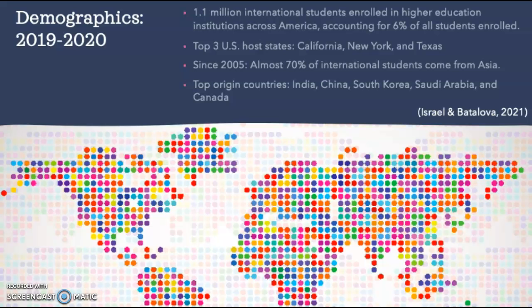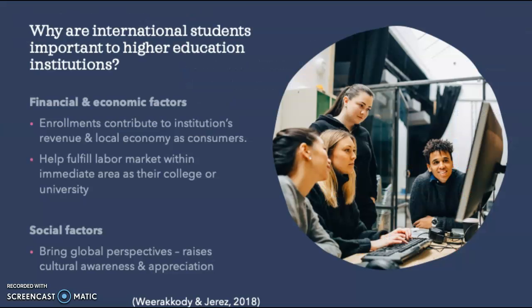So these are the most recent demographics from the 2019 to 2020 school year. 1.1 million international students enrolled in higher education institutions across America, accounting for about 6% of all students enrolled. The top three US host states were California, New York, and Texas. Since 2005, almost 70% of international students came from Asia, and the top origin countries include India, China, South Korea, Saudi Arabia, and Canada.